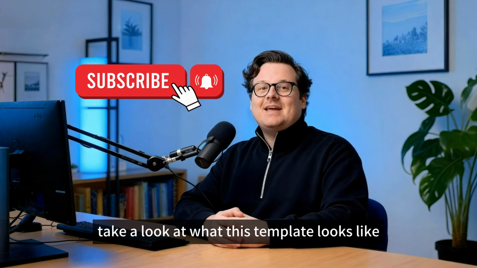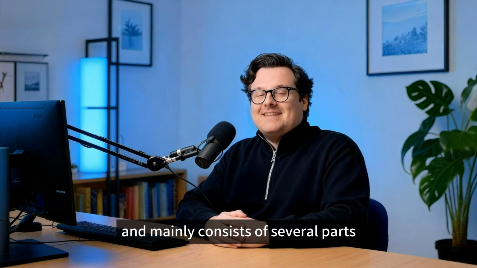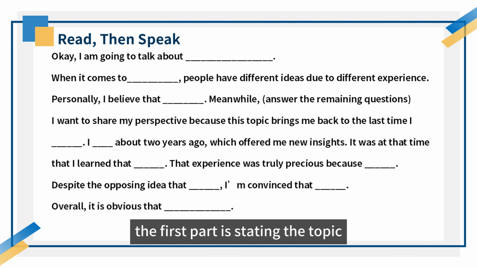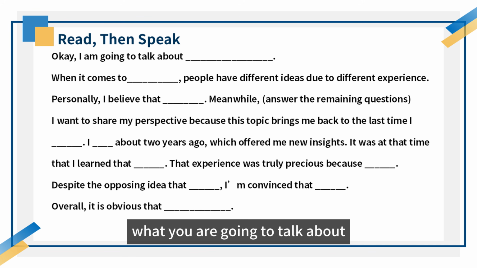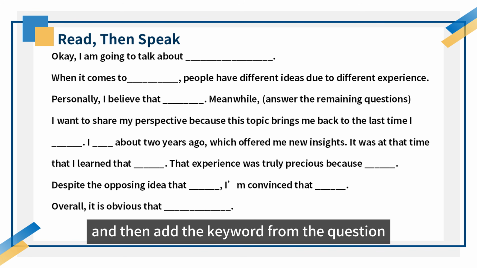Let's first take a look at what this template looks like. It's actually pretty simple and mainly consists of several parts. The first part is stating the topic. It's like when you are chatting with someone, you need to first tell them what you are going to talk about. You just say, okay, I am going to talk about, and then add the key word from the question.